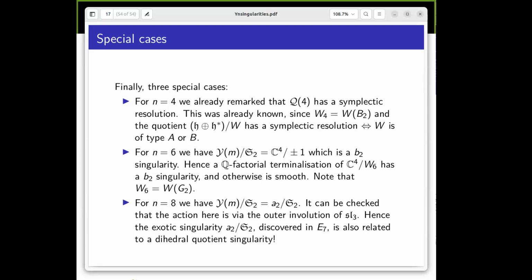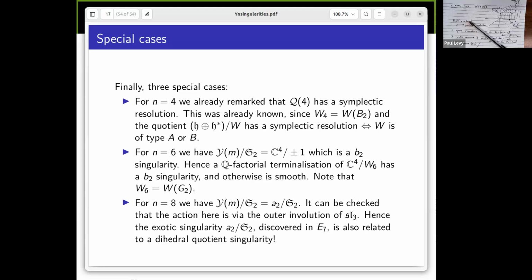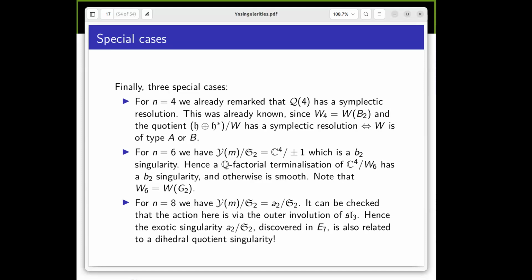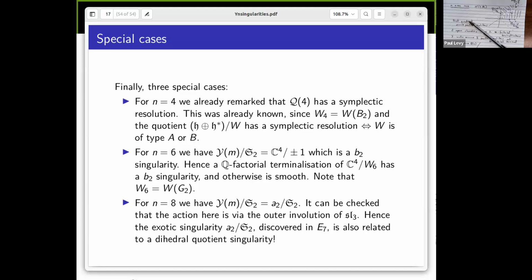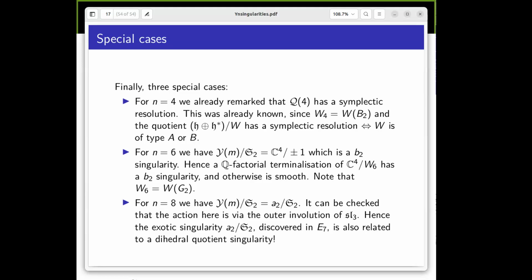But in general, we're getting Q-factorial terminal singularities of the form Y of m for m odd and Y of m mod S2 for every m. It's possible that other quotients also give you Q-factorial terminal singularities. I don't know, but those ones. I think you have to quotient by a group that contains this S2. Any group that contains the S2.